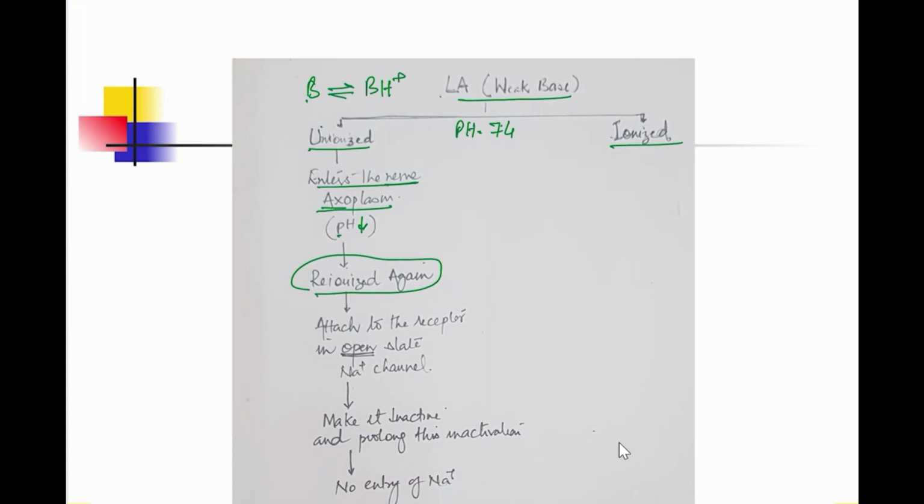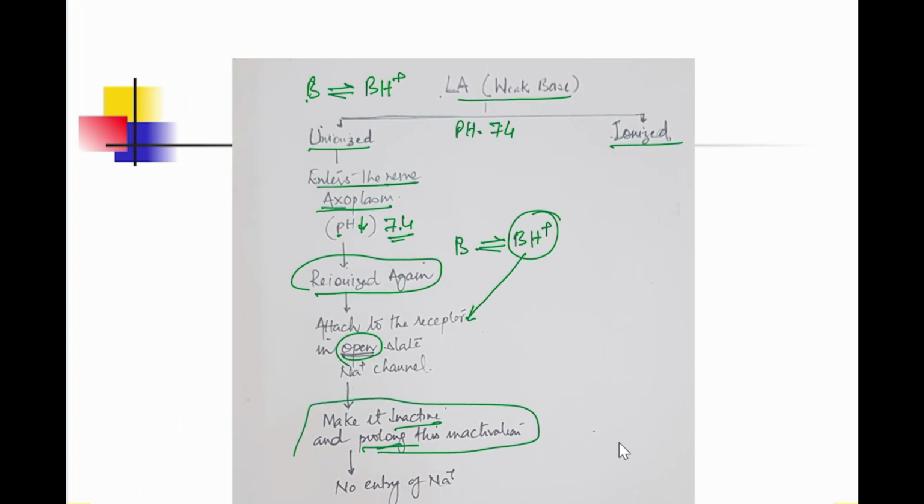Then what will happen with the 7.4 pH? It is again converted into the ionized form, and this is the one which is going to attach to the receptor. Once it binds with the receptor in the open state, it is going to prolong the inactivation state of the sodium channel, and there will be no further entry of sodium, no depolarization, no transmission of the pain. So you can write it any way, whatever you find convenient.